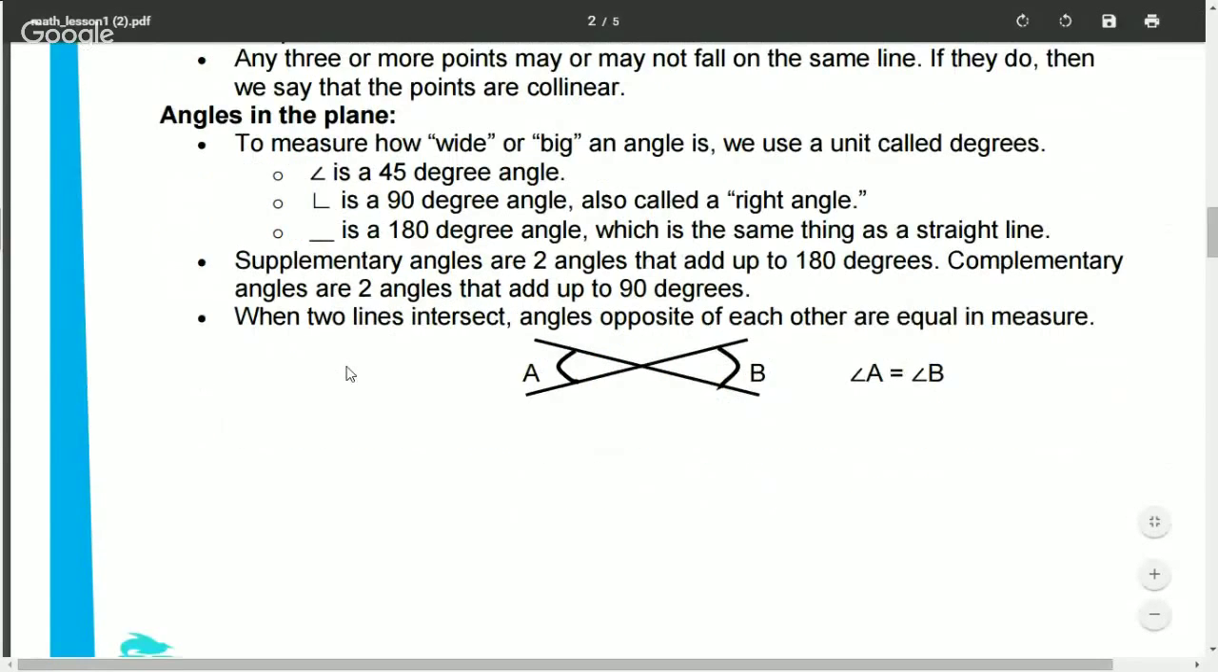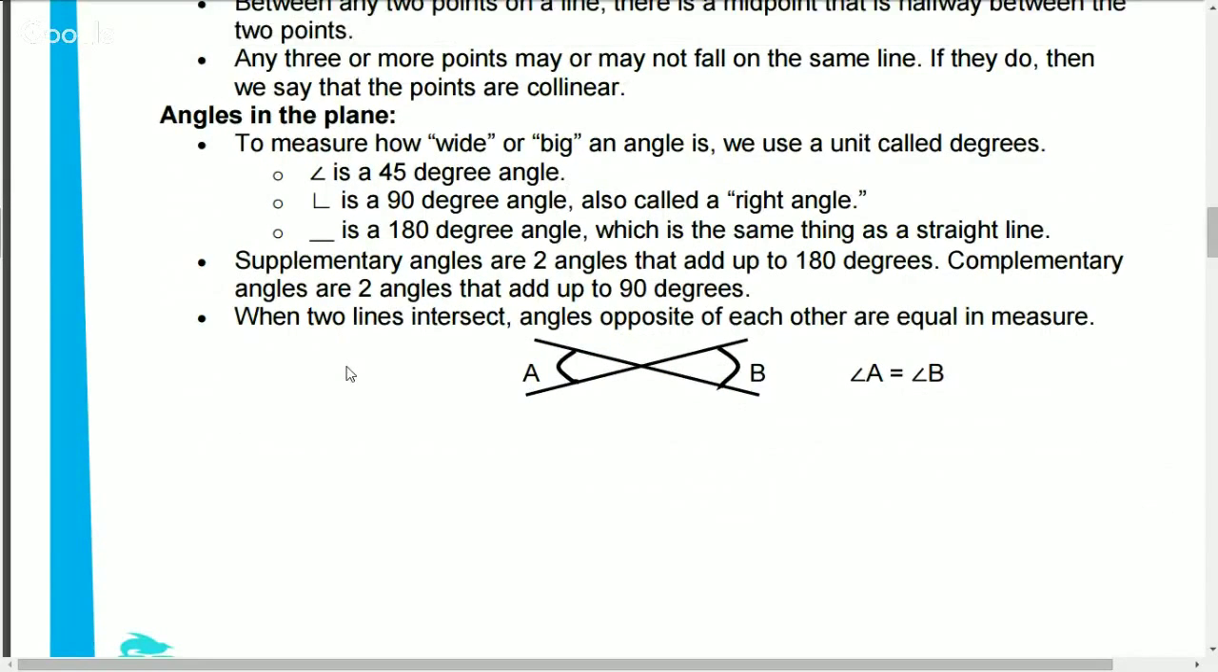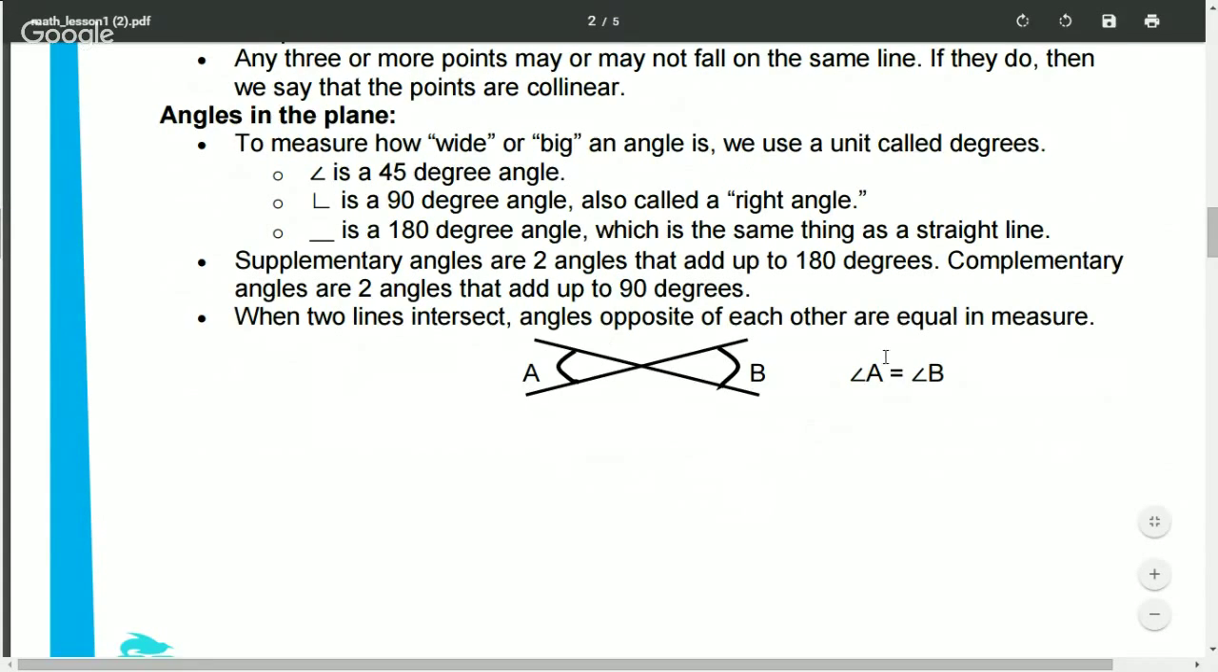Okay. So when two lines intersect, angles opposite of each other are equal in measure. These are called vertical angles. As you can see here, angle A is equivalent to angle B, always when two lines intersect, unless a third line intersects it, in which case it will be a little different story.